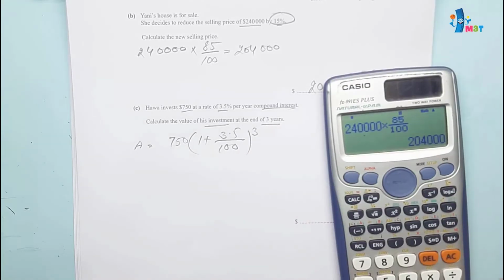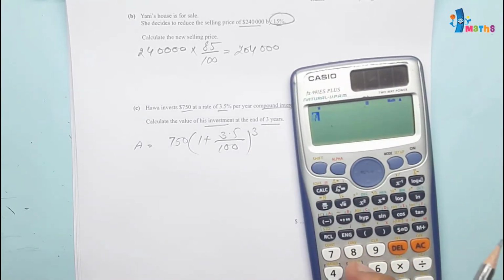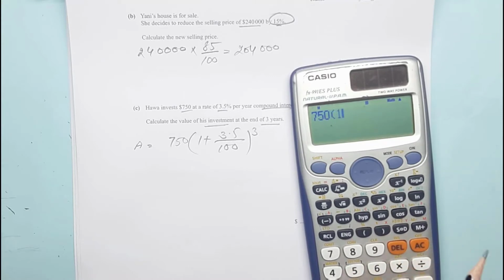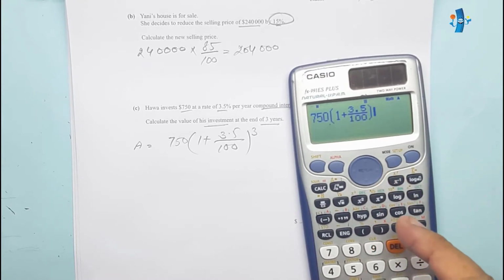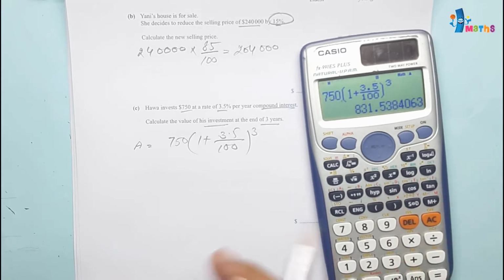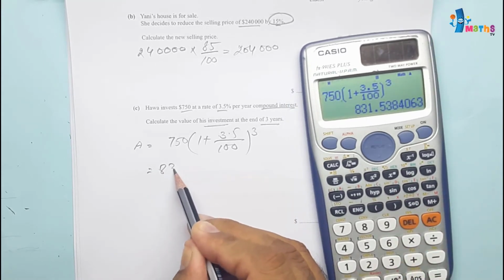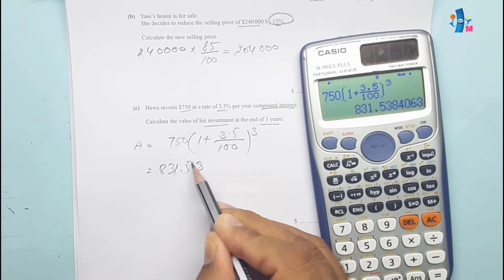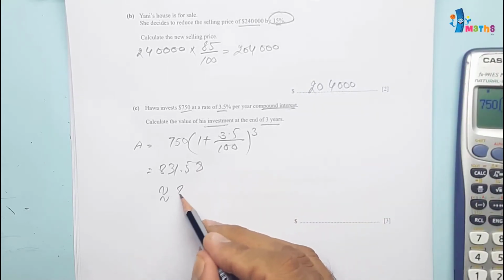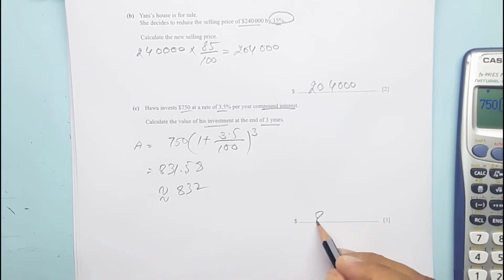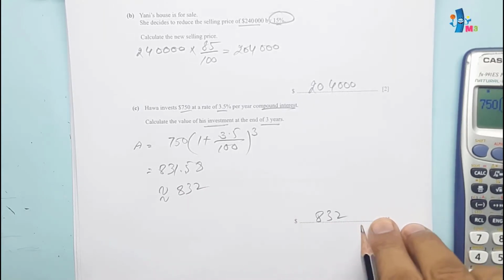So we can check: 750 and 1 plus the fraction 3.5 over 100, and 3 years, so the power will be 3, and this is equal to 831.58. So we can round it to 832. So 832 will be our answer.